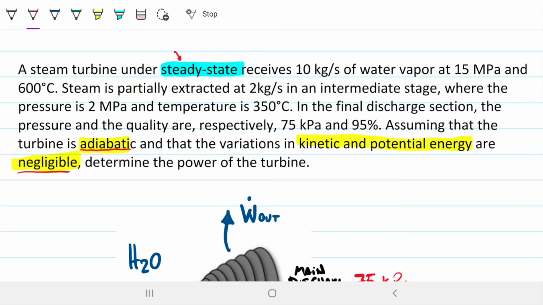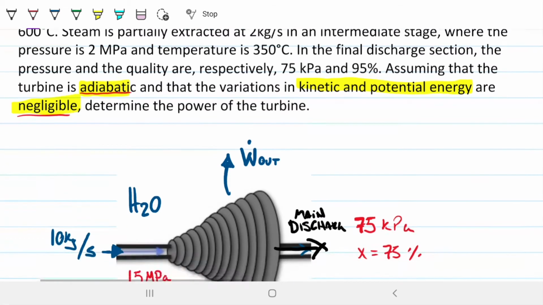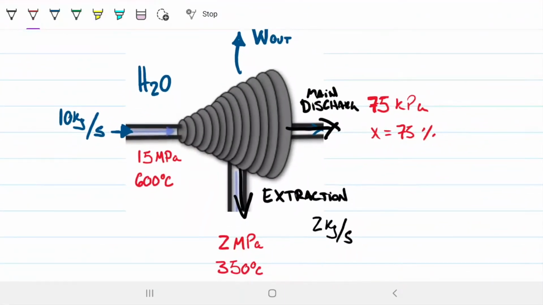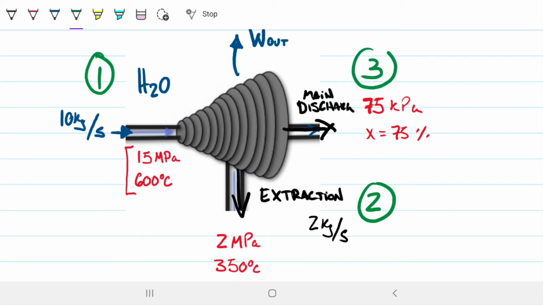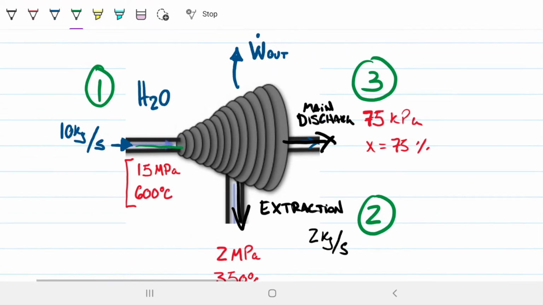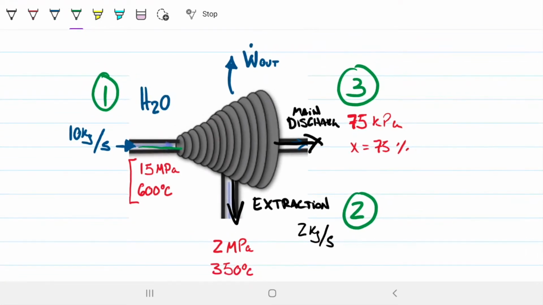And because we have this discharge and extraction system, I actually borrow the same image we used last time. I've written down already the set of properties on each of the states. Let's go ahead and call them state 1, state 2 here on the extraction, and state 3 on the main discharge. So vapor is coming in at 10 kilograms per second into the turbine. It has a high pressure and high temperature. It's going to start spinning this turbine. It's going to do work to this turbine.